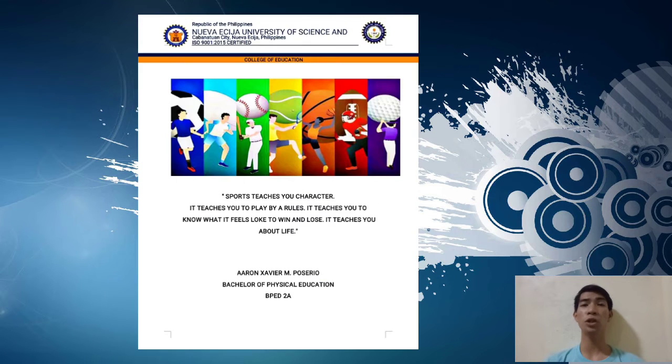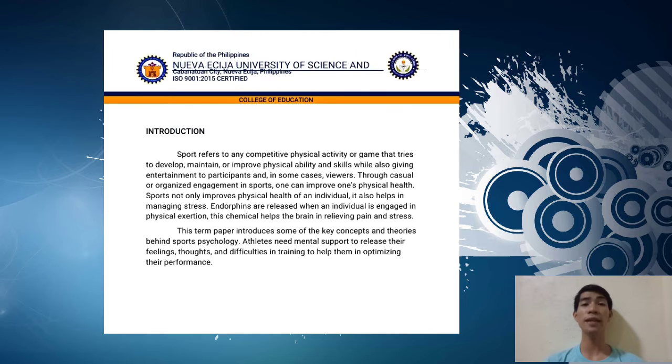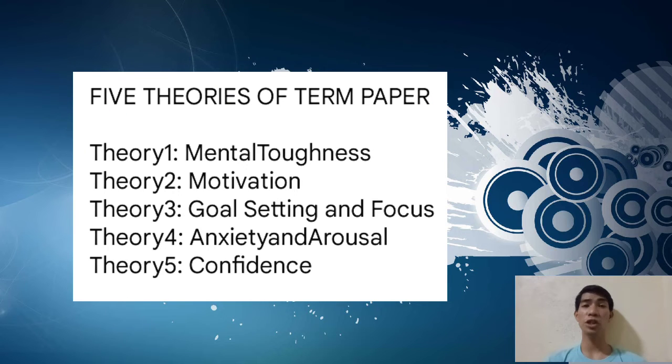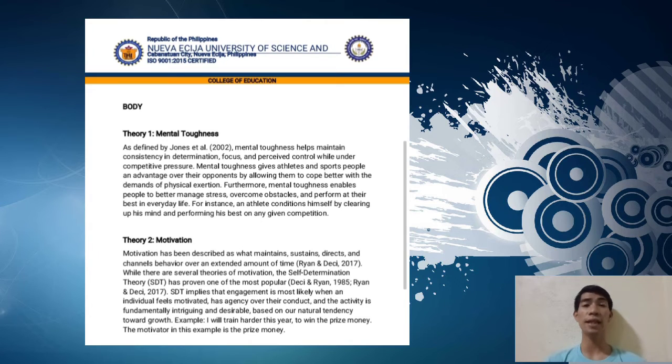So the cover page shows the overview of the term paper. This includes short text and images regarding sport. Then the introduction provides a brief explanation about the purpose and content of the term paper. As for the body of the term paper, the background of each theory of sport is found in this chapter. The 5 theories are mental toughness, motivation, goal setting, anxiety and arousal, and confidence. The body basically presents the most important part of the term paper.